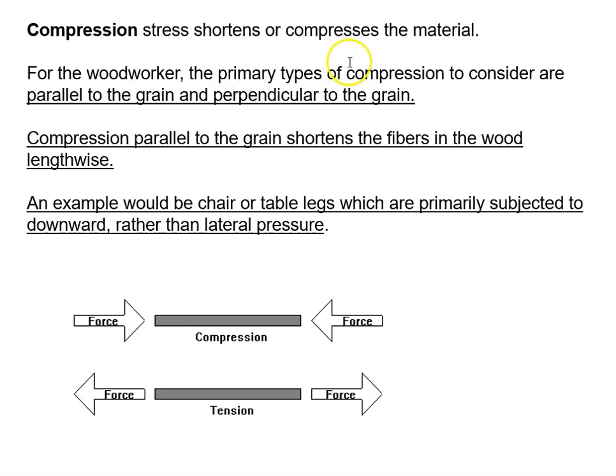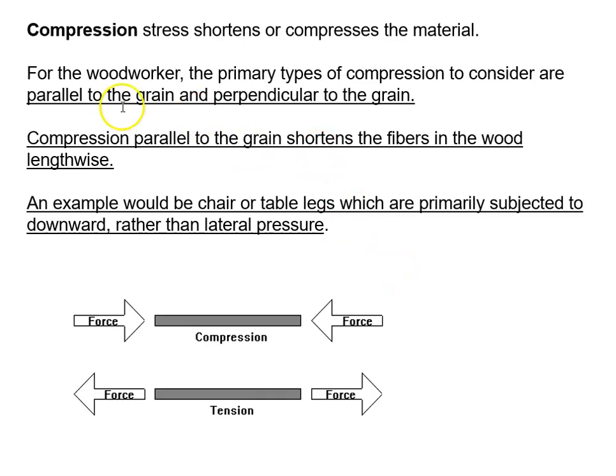All right, compression. So compression strength shortens or compresses material. Right, so here is compression, two arrows coming in. That is how we load columns typically, right, standing up and down. Force pushing down on the column, and the ground or the foundation pushing back up on the column. So for the woodworker, the primary types of compression to consider are parallel to the grain or perpendicular to the grain. Very important. So wood, different from concrete, different from steel, is of course a natural material, and its properties, its behavior, is different relative to the grain.